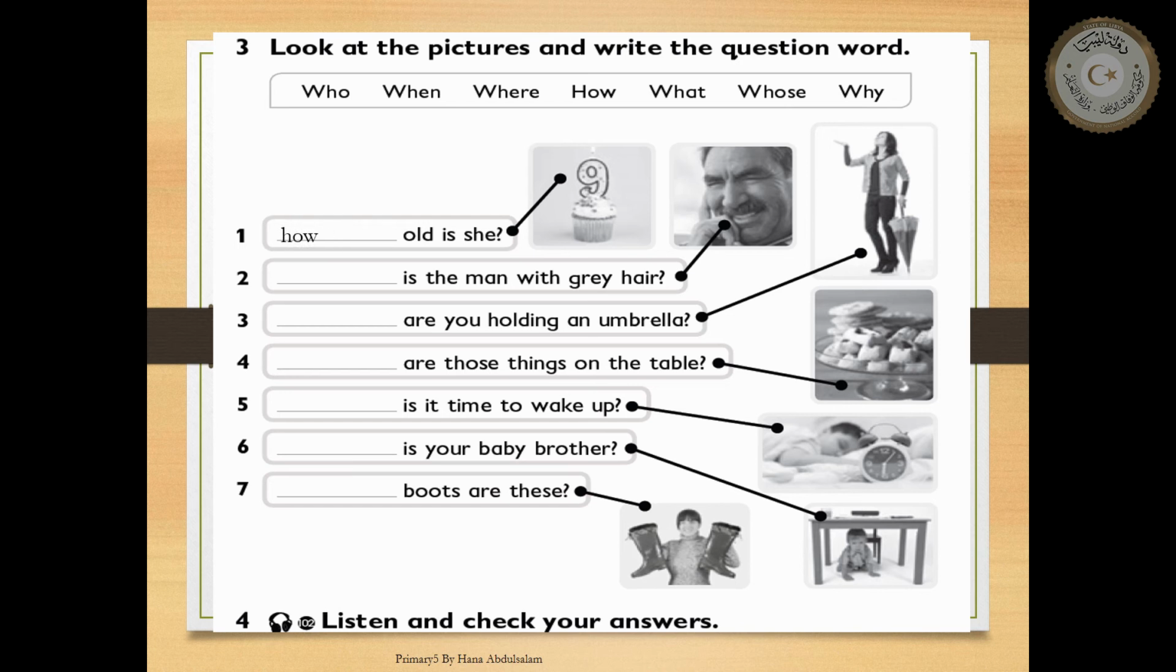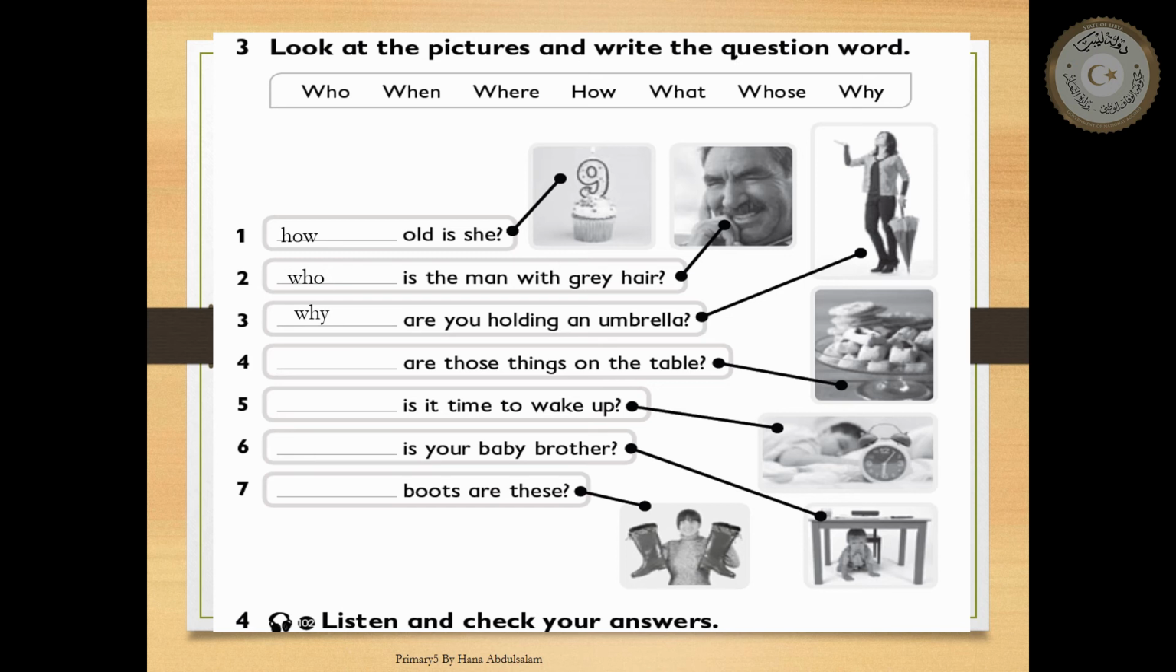Okay, excellent. Can we go now to number 2? The question is about a person. The person with the gray hair. So what do we write here? Who is the man? Excellent. Can we go now to number 3? What do we have in number 3? There is a lady, a woman holding an umbrella. So our question, the reason. Why are you holding an umbrella?